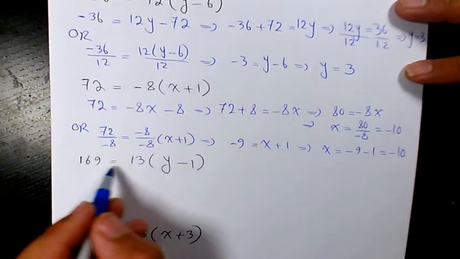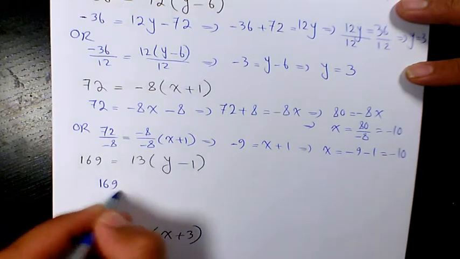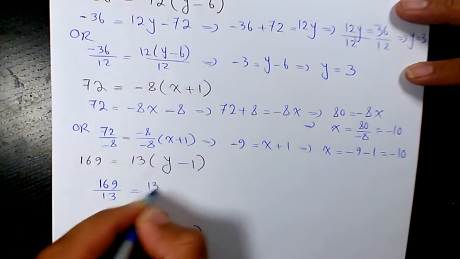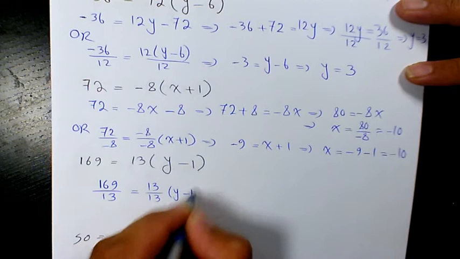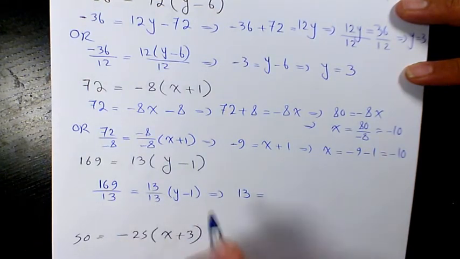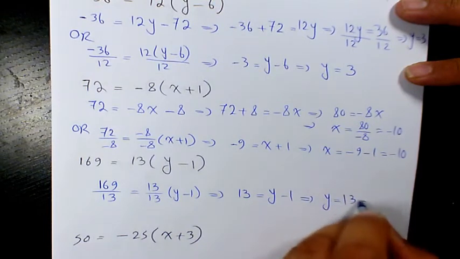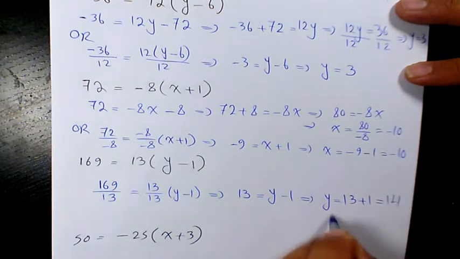Next one, 169 equals 13 times y minus 1. So I just do it in one way. I divide both sides by 13 right from the beginning. 169 divided by 13 is 13. 13 divided by 13 is 1. Y minus 1. So y will be 13 plus 1, which is 14. So y will be 14.